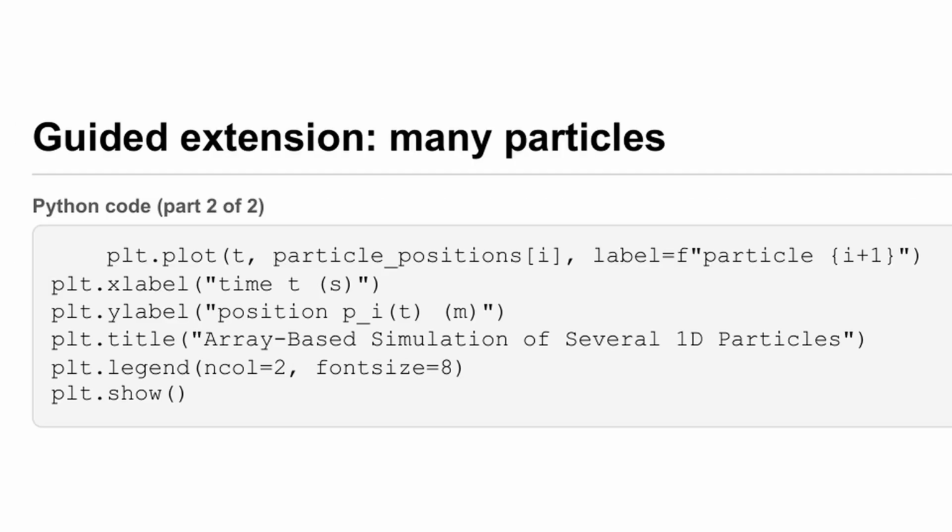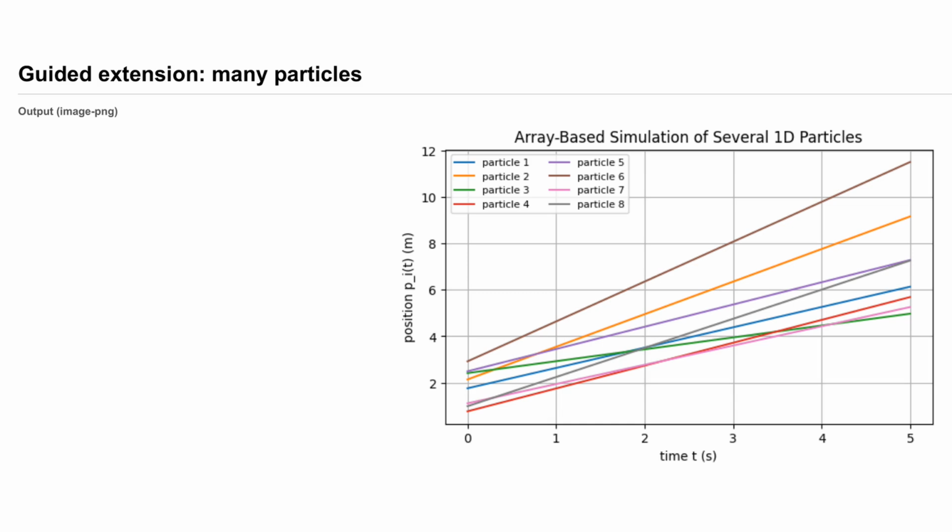This code generates random initial positions and velocities for 8 particles. Thanks to array broadcasting, the entire set of trajectories is computed in a single efficient line. The resulting plot displays the distinct linear paths of all 8 particles. The varying slopes represent their different constant velocities as they travel over time.